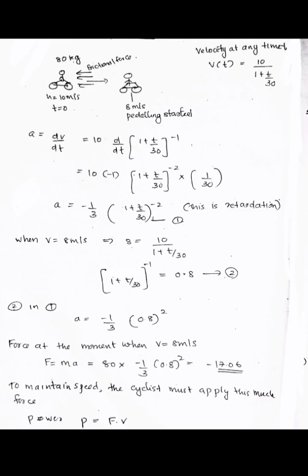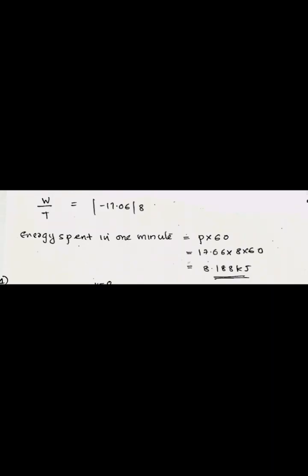this amount of force. And we know that the power is equal to force into velocity, and also power is equal to work by time. So W by T, that is the work by time, is equal to force into velocity. So here force is equal to minus 17.06 into velocity 8. So minus 17.06 into 8, that is the power. So the energy spent in 1 minute is power into 60. So 17.06 into 8 into 60, we get 8.188 kilojoule. So this is the answer for the energy spent in 1 minute.